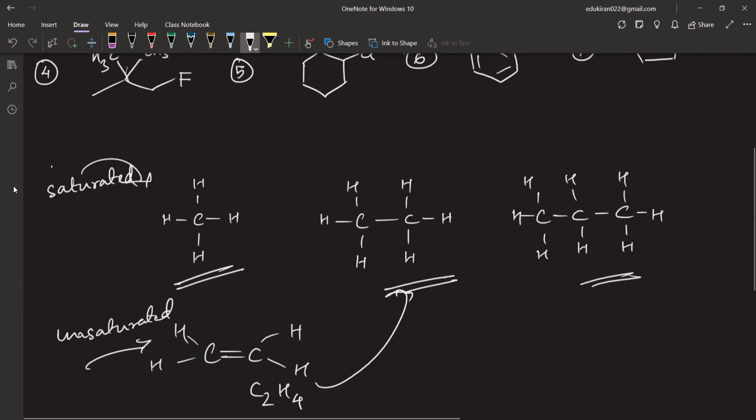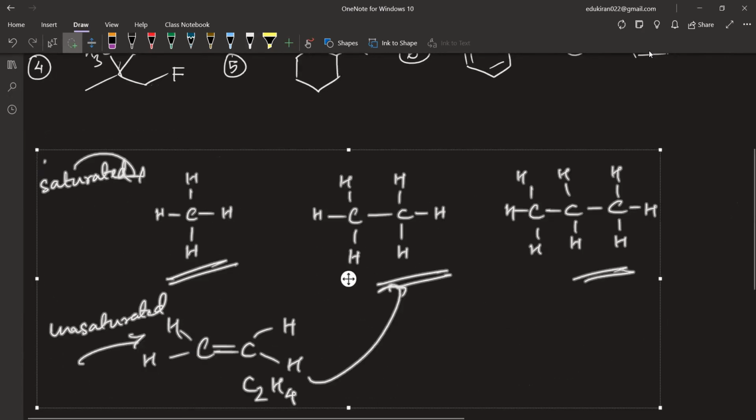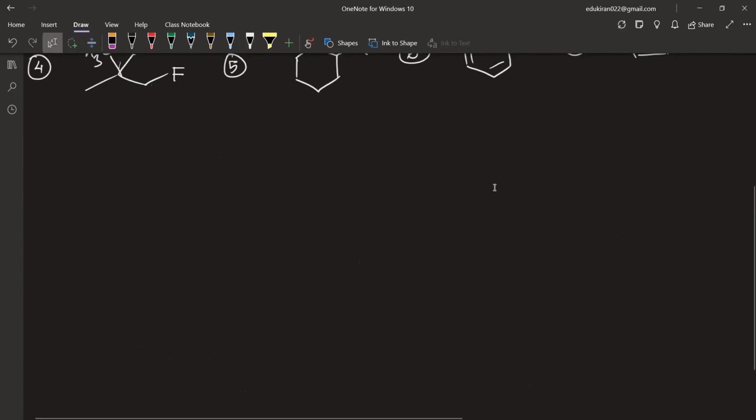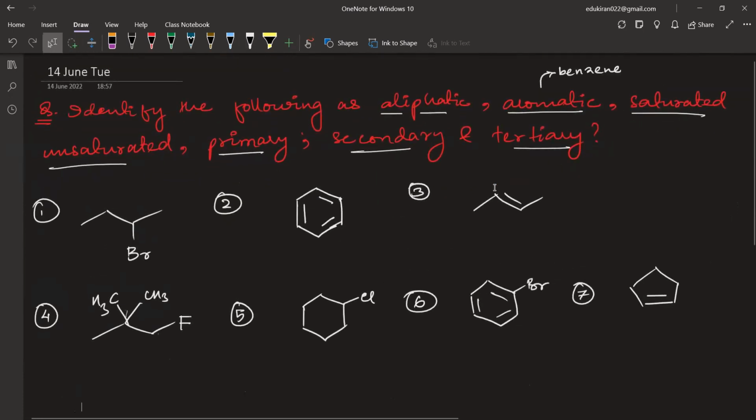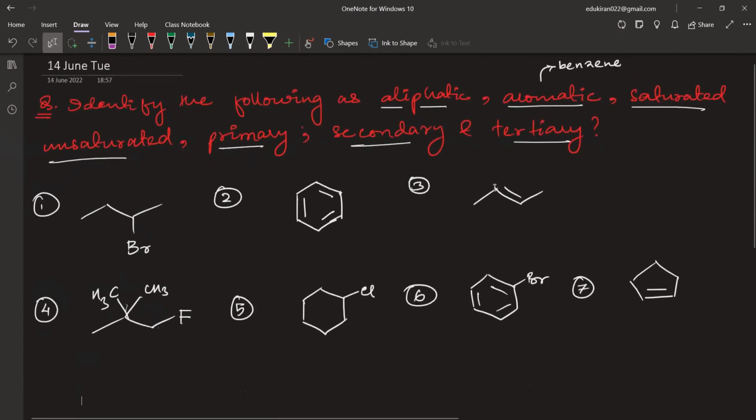So now I hope everyone is clear with unsaturated and saturated. Yes or no, Matthew and Nawal? So can I say that saturated hydrocarbons don't have a double bond or triple bond? Yeah, they will never have a double bond or a triple bond. Okay. So saturated and unsaturated is clear.